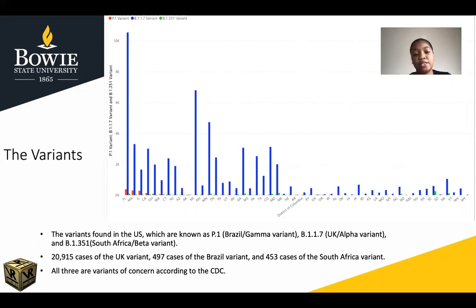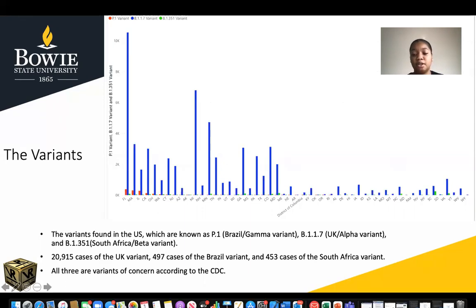It is also important to note that each state didn't report cases. The Alpha, Beta, Gamma, and Delta variants are all variants of concern according to the CDC. The Delta variant is the most recently detected variant, first being found in the US in March 2021.